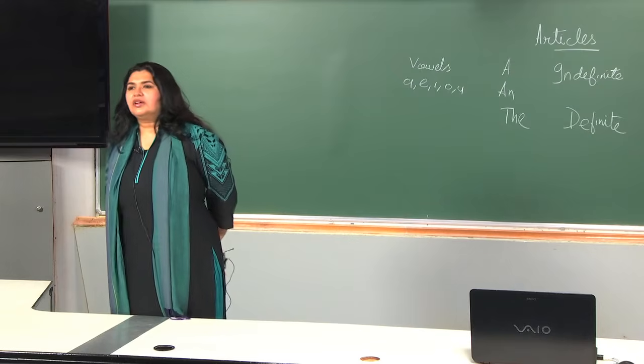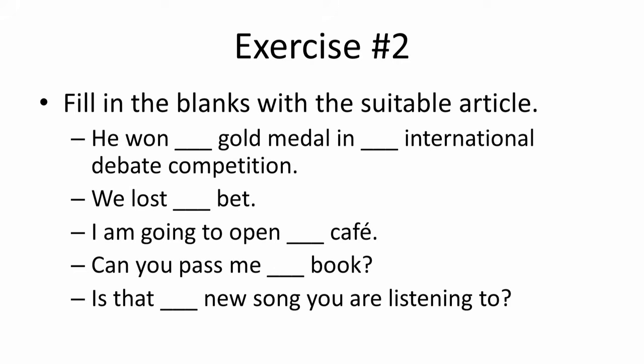a specific hospital. Now, look at this second slide, exercise 2: fill in the blanks with the suitable article. First sentence: he won dash gold medal dash international debate competition. We lost dash bet. I am going to open dash cafe. Can you pass me dash book? Is that dash new song you are listening to? Now, what do we fill in here?